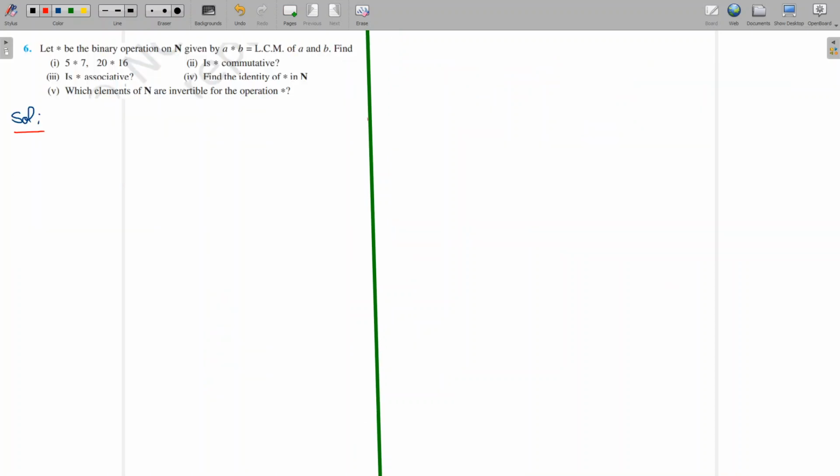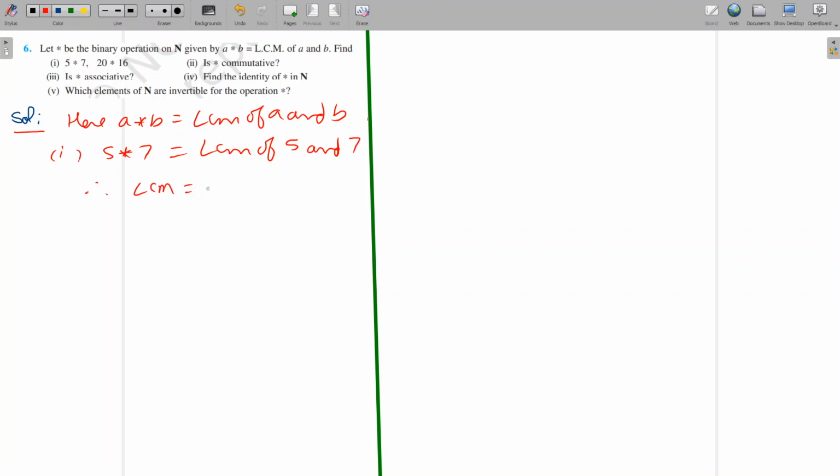Question number 6. Let star be the binary operation on N given by A star B equal to LCM of A and B. Find the following. So first we do the first part. Here A star B is defined as LCM of A and B. And the first part, 5 star 7, that means LCM of 5 and 7. Both are prime numbers, therefore LCM will be equal to 5 into 7, that is 35.